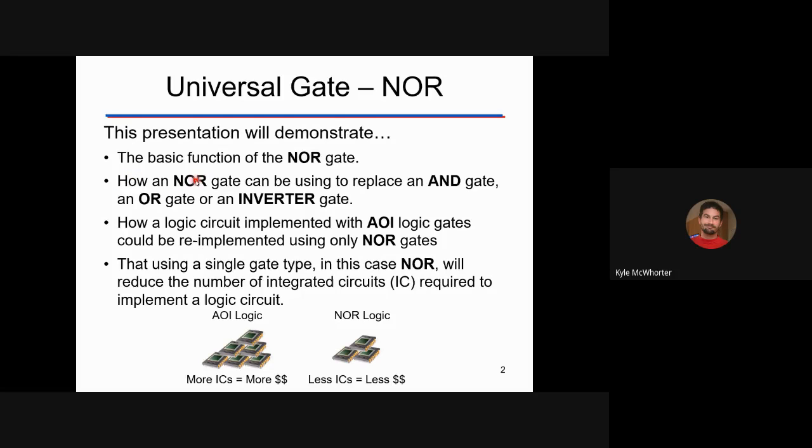how we can use NOR gates to replace the AOI stuff like we did with NAND, how to implement an AOI logic circuit using only NOR gates. We'll basically use the equivalents to substitute and simplify. And then we learned that by switching to a single gate type, we're able to sometimes reduce the number of chips that are required to implement a circuit, thus making the circuit more profitable, cost less to build.